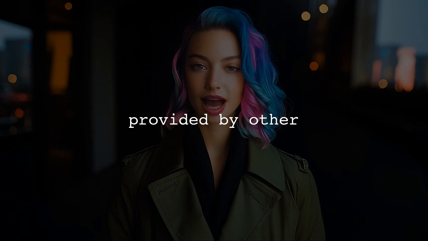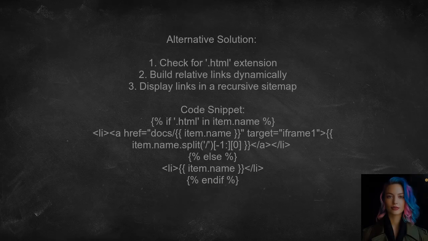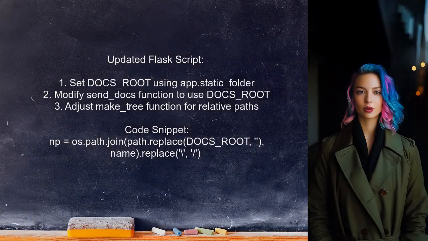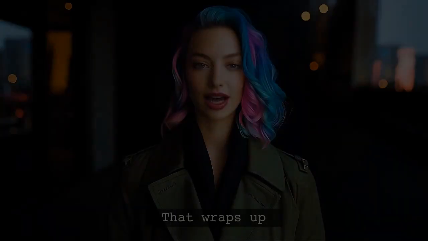Now let's look at the answers provided by other users. An alternative solution was provided by a user who successfully resolved their issue. They created a functional template that generates a recursive sitemap with relative links for HTML files. Their approach includes checking for the .html extension and dynamically building the links accordingly. They also shared their updated Flask application script, which includes changes to serve documents correctly from the static directory. Notable modifications were made to the send_docs function and the make_tree function to ensure proper relative paths are generated. That wraps up that answer.